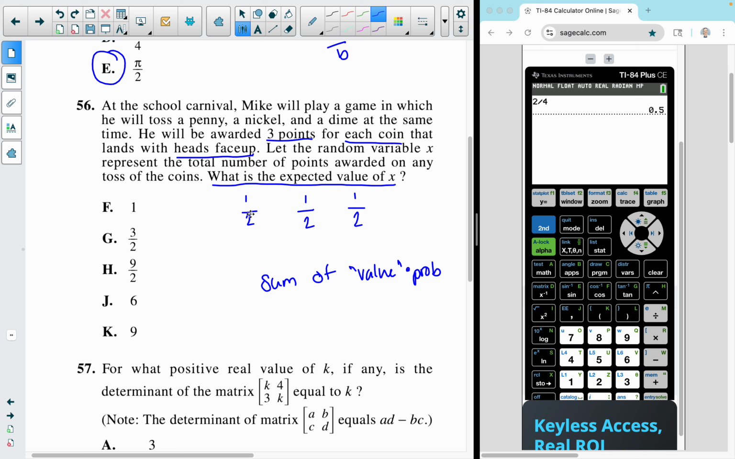So my first value times probability will be 3 times 1/2, which is 3/2, plus, for the next one, I'll also do 3 points if he gets a heads up. So that's also going to be 3/2, plus the third coin, again, I want to get heads face up, so I'll do 3 points times the probability, which is, again, 3/2. Adding these together, I can use the calculator if I want to, but adding fractions, the denominator stays the same. 3 plus 3 plus 3 is 9. So our expected value should be 9/2, which is h.